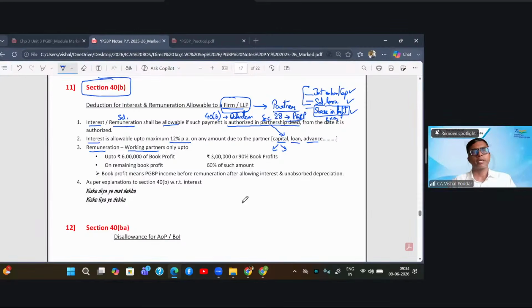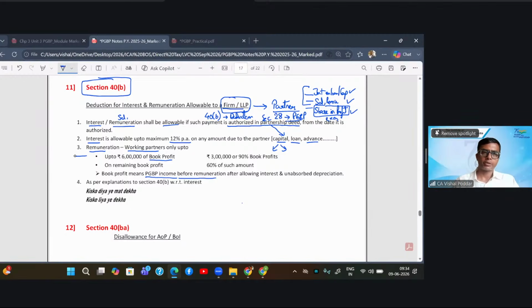And then the second point is the maximum. Now, the maximum limit up to which you can claim remuneration depends upon your book profit. What is book profit? It is your PGBP income, calculated after all the above adjustments of reconciliation and before this remuneration. Why? Because the remuneration we are yet to calculate. So book profit is your PGBP income before deducting the remuneration. Now on this book profit basis, you will find out how much maximum remuneration you can pay.